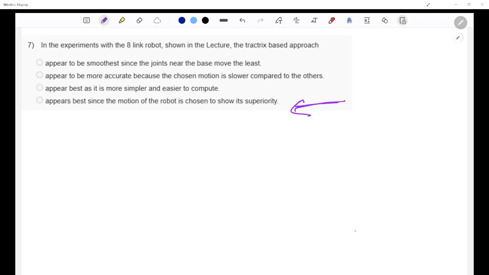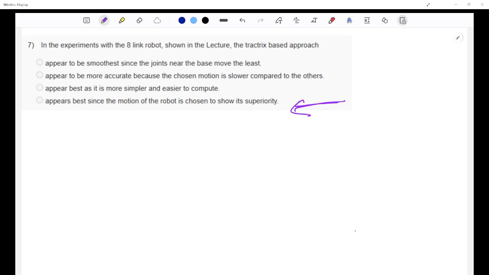Okay. So let's recall the tractrix property. The tractrix motion property is that the velocity of the link head is along the link direction. Because of this, sideways motion of the link is minimized. So this makes the motion very smooth.